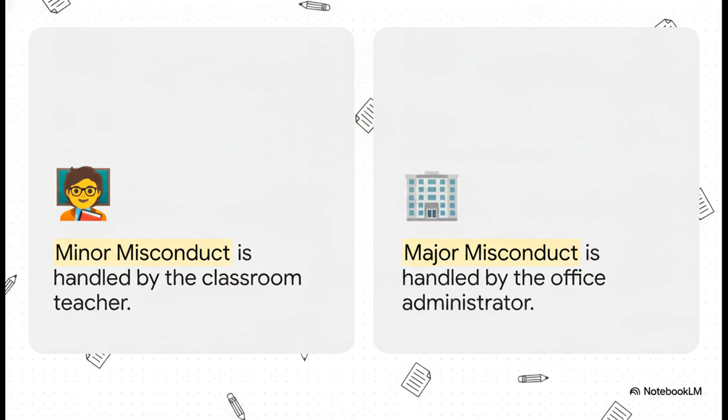Minor misconduct, things like tardiness, refusing to complete assignments, or maybe a dress code violation, those are handled by you, the classroom teacher. Major misconduct, on the other hand, like fighting, theft over $5, or leaving without permission, those are handled by the office administrator and must be put into the TAC discipline system immediately.